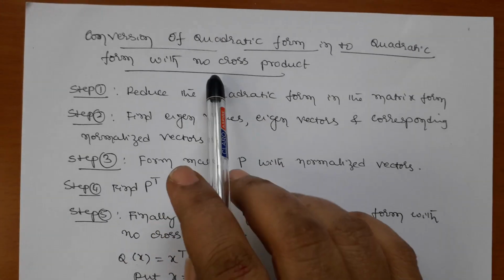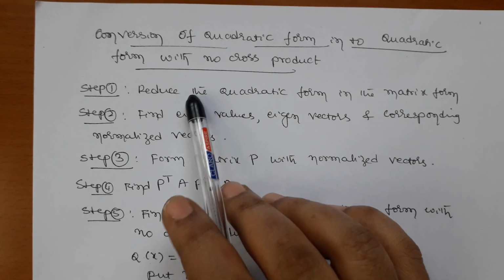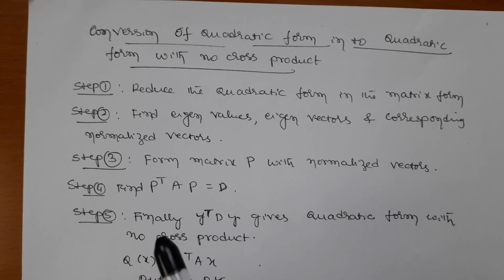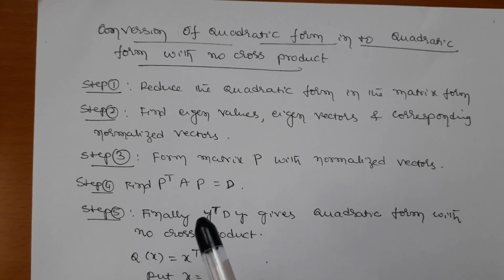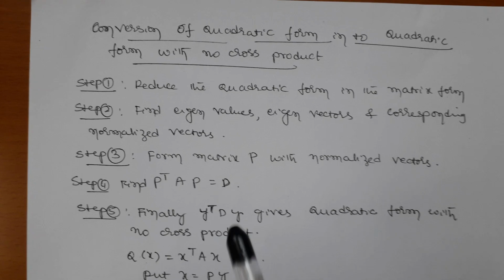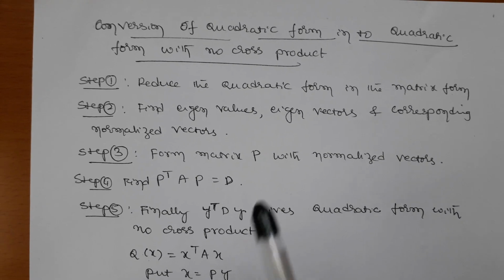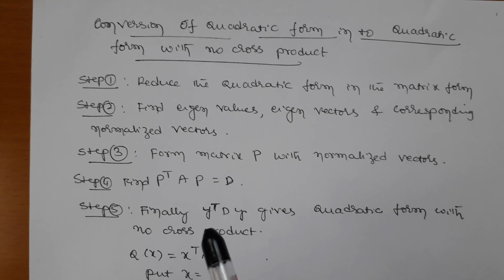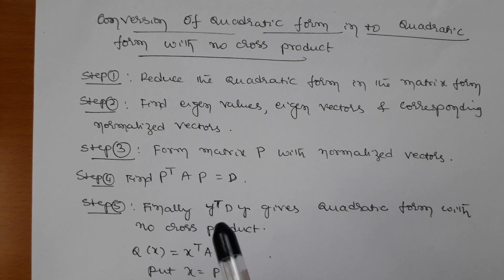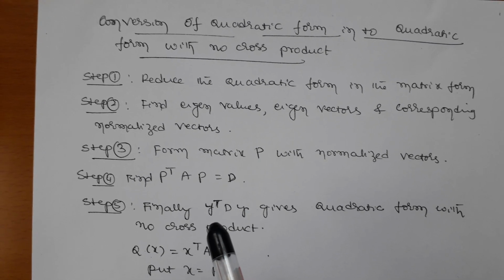Conversion of quadratic form into quadratic form with no cross product term means the quadratic form is already given, and again we are going to convert it into a new quadratic form. That resultant new quadratic form doesn't have any cross product terms, meaning it doesn't have terms like x1 x2, x2 x3, x1 x3. It has only x1 squared, x2 squared, x3 squared.